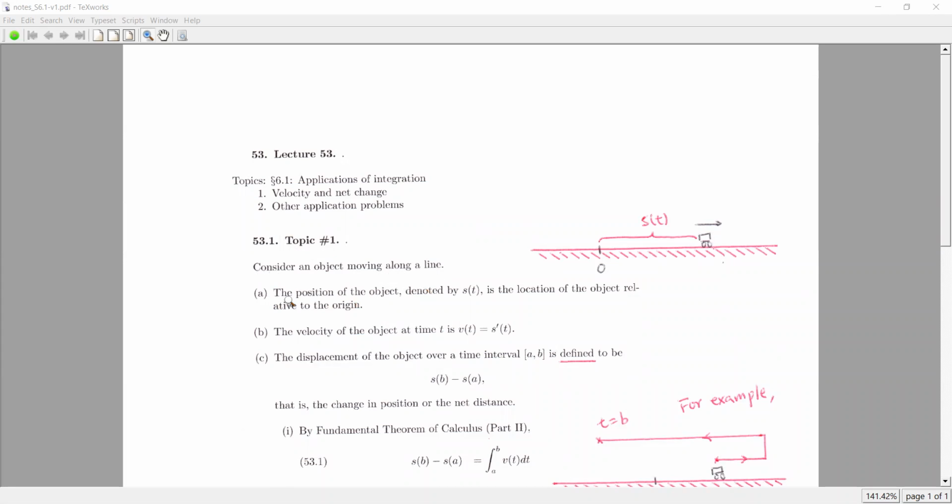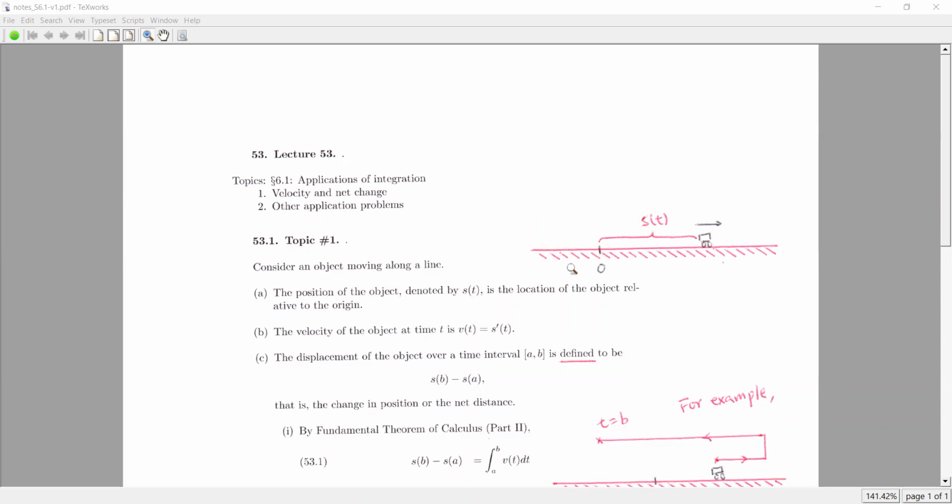A. The position of the object is the location of the object relative to the origin. The position is usually denoted by S. Because the object is moving, its position depends on the time t. So position is a function of the time t. The position of a moving object can be positive, can be negative.